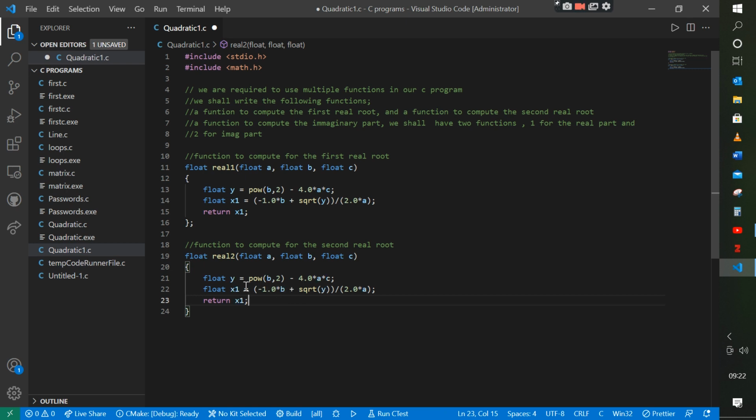So instead of having x1, this time round we have the second root, x2. And x2 is not plus this time round. Remember, it was plus or minus. So now we are considering the minus part, and we shall return x2, as you can see. From there we can terminate that function and then work on the next function.